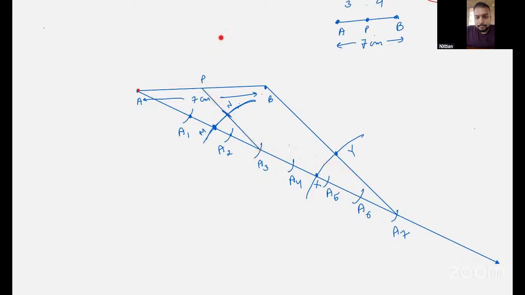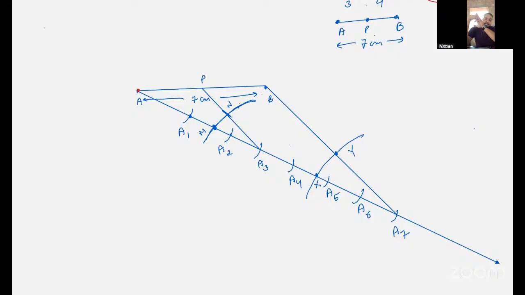Did everyone get this point? Say yes or no. Now write down what I am trying to say. Everyone turn on the camera and write it down. Write down: Steps of construction.